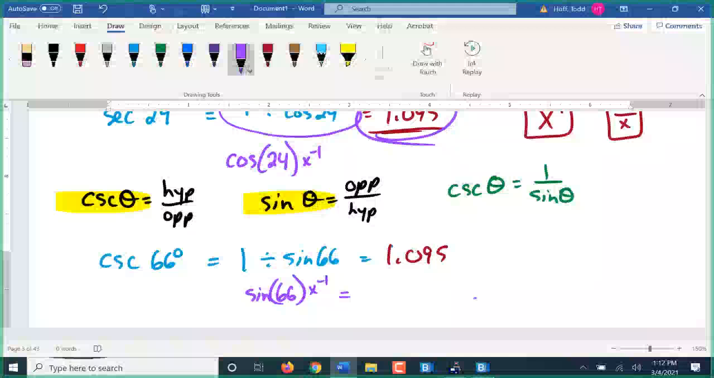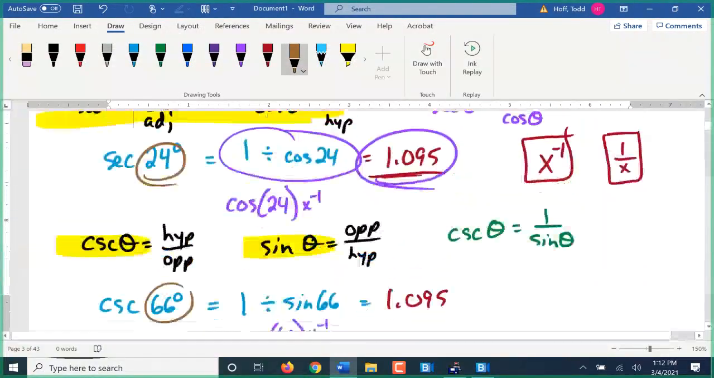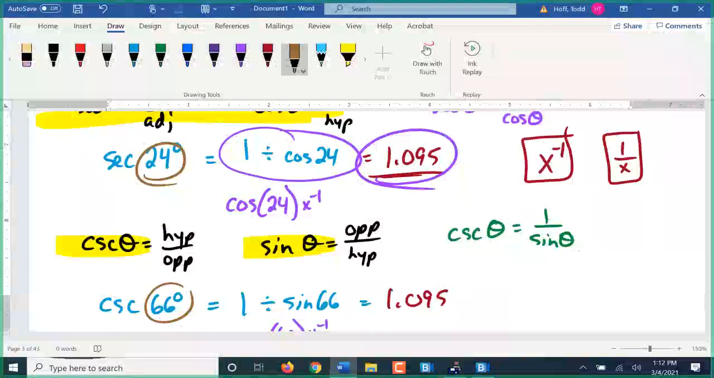Now I purposely selected these angles, 66 and 24 here are complements, so that the secant of one would equal the cosecant of the other. The cosecant is still a cofunction. So the cosecant of 66 will be the same as the secant of its complement, the 24.